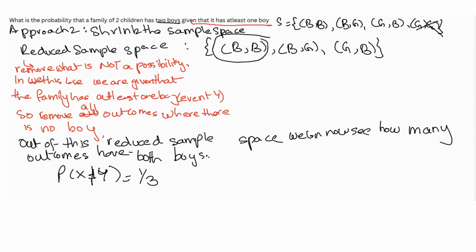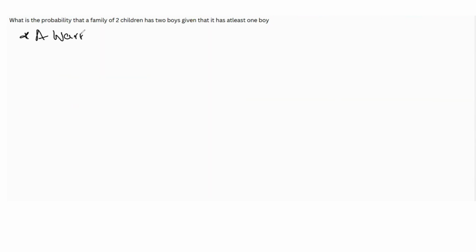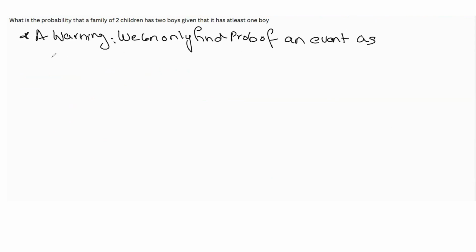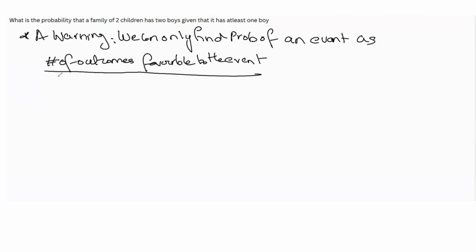Just a warning here. We can only find the probability of an event as the number of outcomes favorable to the event divided by the total number of outcomes in the sample space.